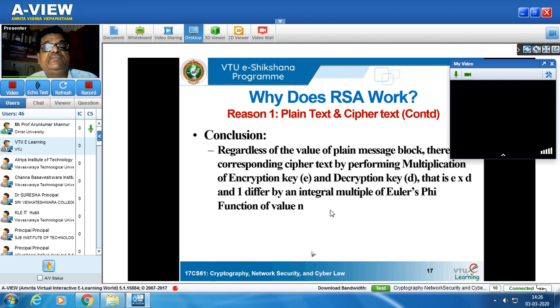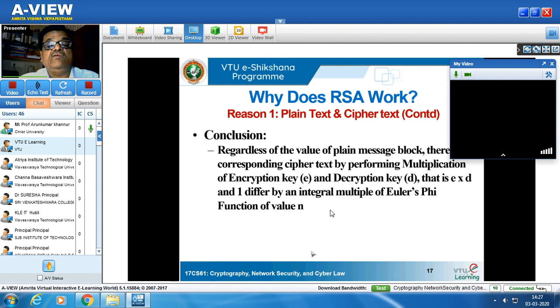Because of that, we can say that with all these complexities of the prime numbers, Euler's function, and multiplication of encryption and decryption, the integrity of the message is preserved, and the message which has been recovered by using the decryption algorithm is actually mapped to the original.